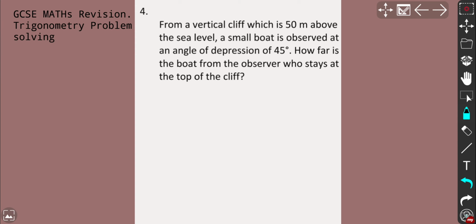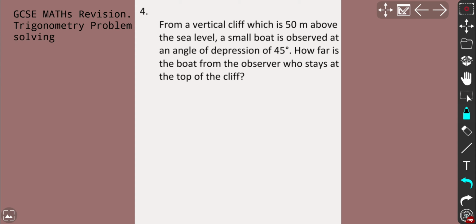We are on trigonometry and we apply that knowledge in order to solve problems. Let's have a look at problem 4. Pause the video, try to read it on your own, try to work out the solution and then compare it with my explanation.